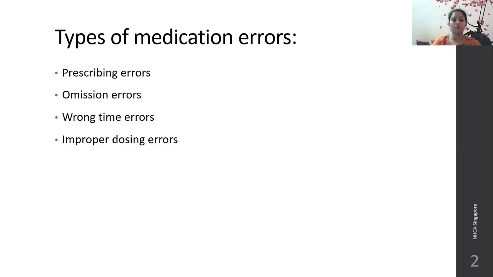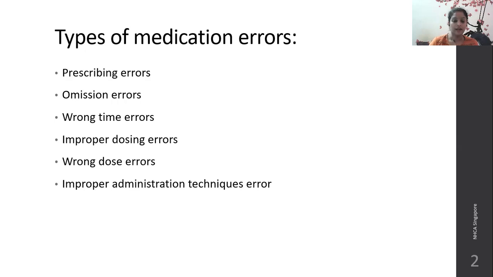Then there is improper dosing error. You either overdose your patient or you underdose the patient. So that is dosing error. Wrong dose error: the correct dosage was prescribed in the prescription, but while administering the medication, you overdosed or underdosed. Improper administration technique error: the medication which was supposed to be given orally was administered intravenously.